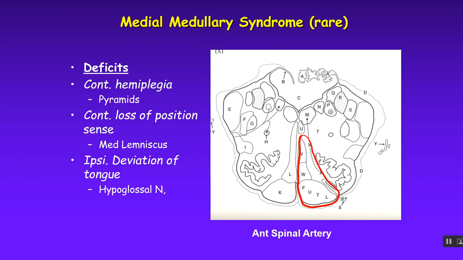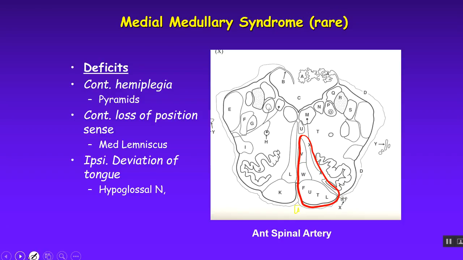So these are the cross sections you saw, but in more of a schematic format, which is a little nicer to look at, but you need to be able to know both. These are much easier to look at. This just highlights the diagrammatic black and white outlines. This is called medial medullary syndrome. Medial medullary, it's the medial aspect of the medulla. So this is the medial medullary syndrome.